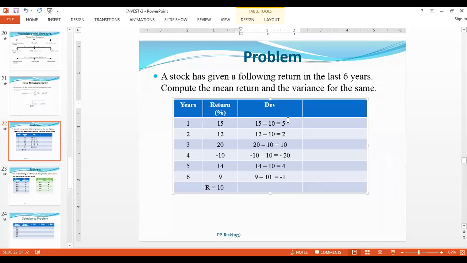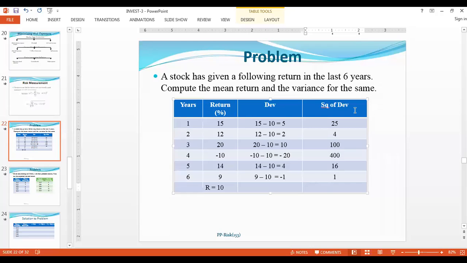Okay, now these are the values that you get: 5, 2, 10, minus 20, plus 4, minus 1. You get either positive values or negative values, but I want all the values to be positive. So if I want all the values to be positive, what do I need to do? I have to take the square of it. Square of deviation. So if I do the square of it, what do I get? 25, 4, 100, 400, 16, 1.